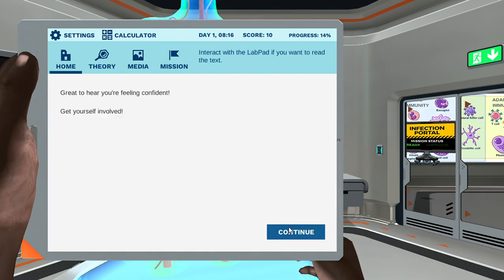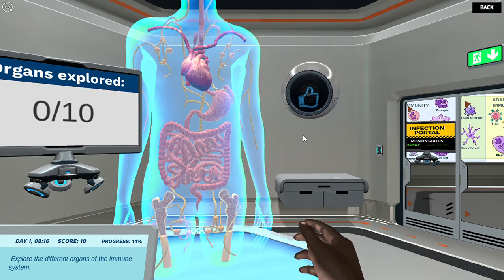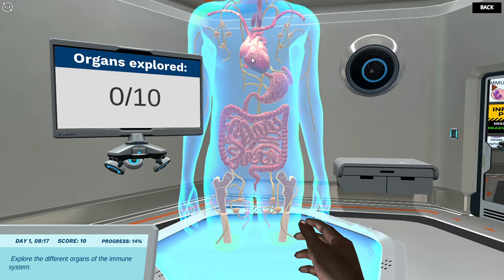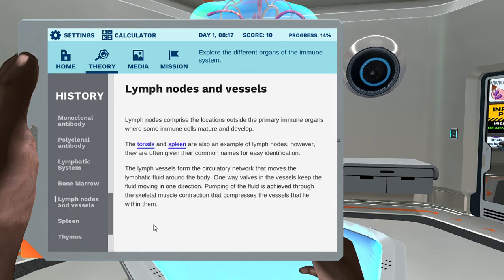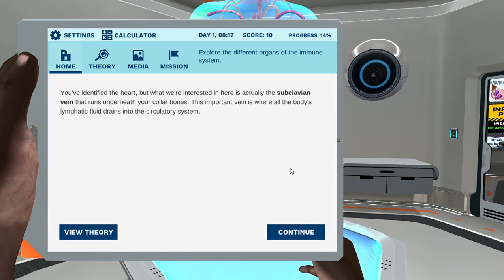Great to hear you're feeling confident. Explore the different organs of the immune system. You've identified the heart, but what we're interested in here is actually the subclavian vein that runs underneath your collarbones. This important vein is where all the body's lymphatic fluid drains into the circulatory system.